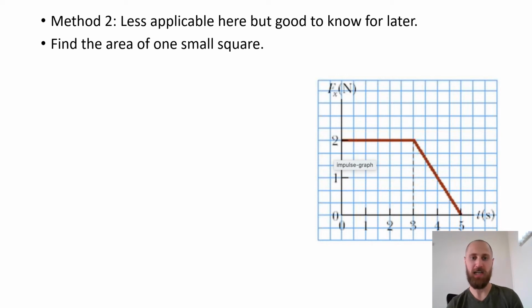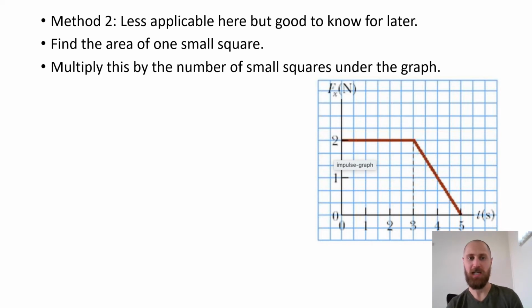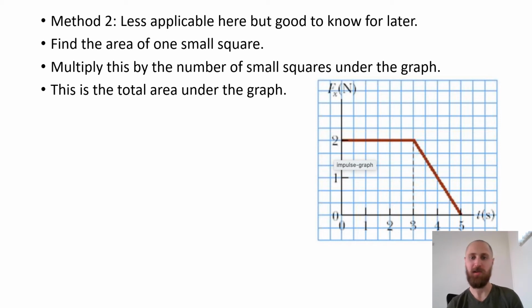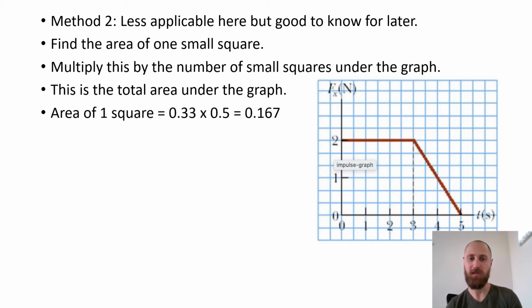We do this in 3 steps. First step is find the area of one small square. Then we multiply this by the number of squares underneath the graph, and that's going to be the total area under the graph. So we find the area of one square, we count the number of small squares, we times those together, that gets us our area. So I'll go through how this would work here.